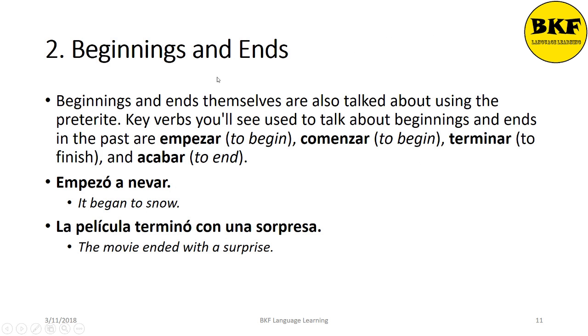Beginnings and ends. Beginnings and ends themselves are also talked about using the preterite. Key verbs you will see used to talk about beginnings and ends in the past are empezar, which means to begin, comenzar, which also means to begin, terminar, which means to finish, and acabar, which means to end. So if I want to say it began to snow, I can say empezó a nevar. To snow is nevar, empezó is it began. If I want to say the movie ended with a surprise, I would say la película terminó con una sorpresa. Surprise is this word. Con is with, terminó is ended, and the movie is la película.